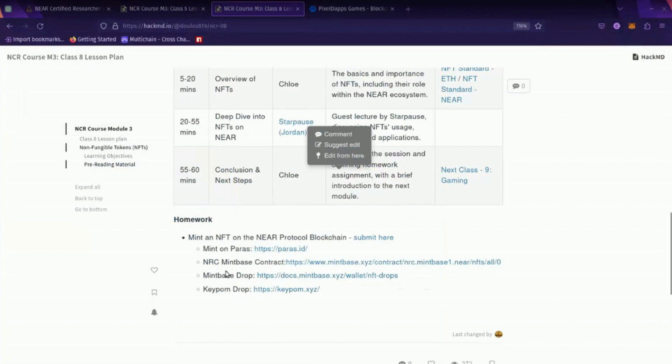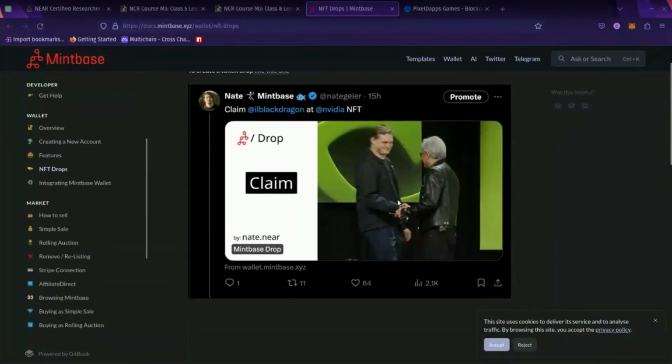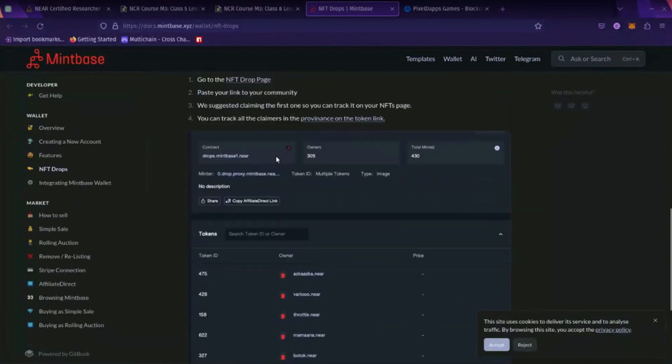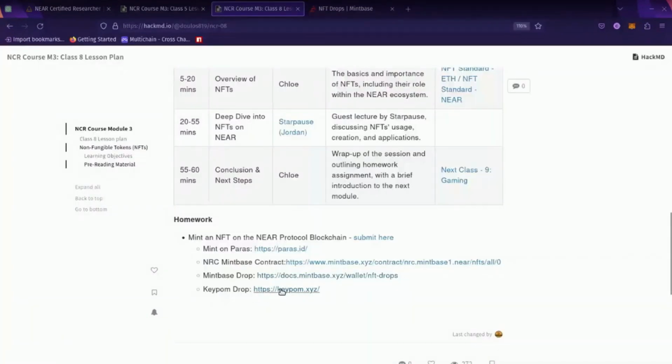So Jordan did say that you can create a Mintbase drop pretty quickly and easily. For the homework, we're just minting an NFT, whatever NFT you would like. I think the Mintbase drop is one of the simplest ways to do it. There's a whole guide here for how to do it. You can just drag and drop whatever image you'd like. As long as you're logged in, you create the drop within 2 clicks. So definitely one of the easier ways to mint an NFT.